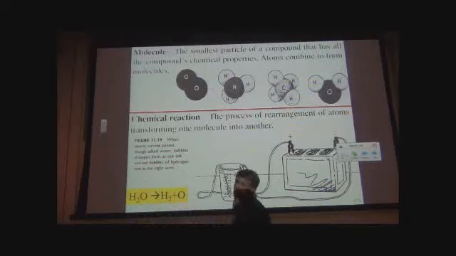Okay, a molecule is the smallest particle of a compound. If you split the molecule any further, it will split up into the elements, and the properties of the element atoms, which is what you have now, would be completely different from the properties of the molecule.